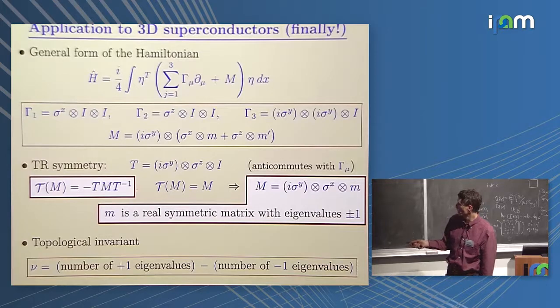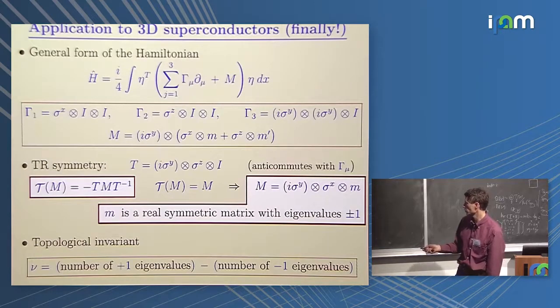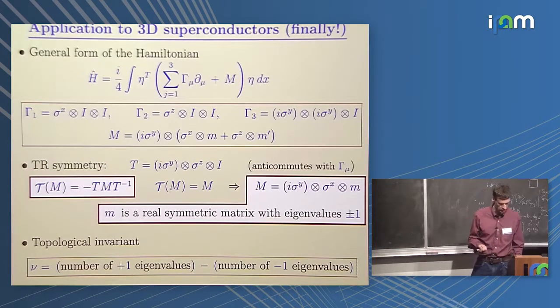with M. And the requirement that the Hamiltonian is invariant under the time reversal eliminates this term, and we're left with that term. So the mass term has a special form. It's a real symmetric matrix with plus minus 1 eigenvalues. This little m. Capital M is skew-symmetric, but the little m is a real symmetric matrix. And it has a topological invariant, which is the number of plus 1 eigenvalues minus the number of minus 1 eigenvalues. The signature of this matrix is a topological invariant.